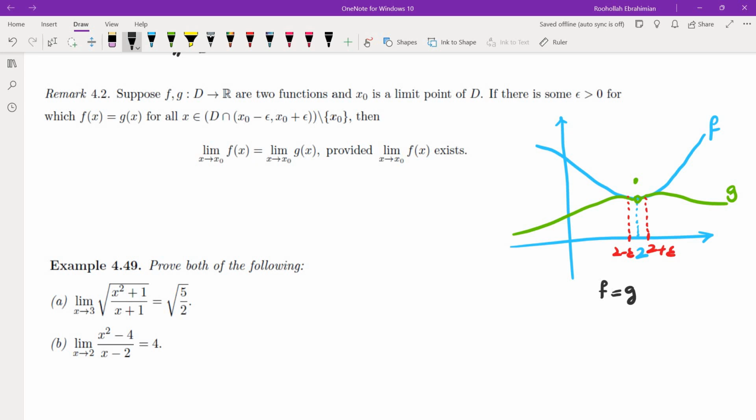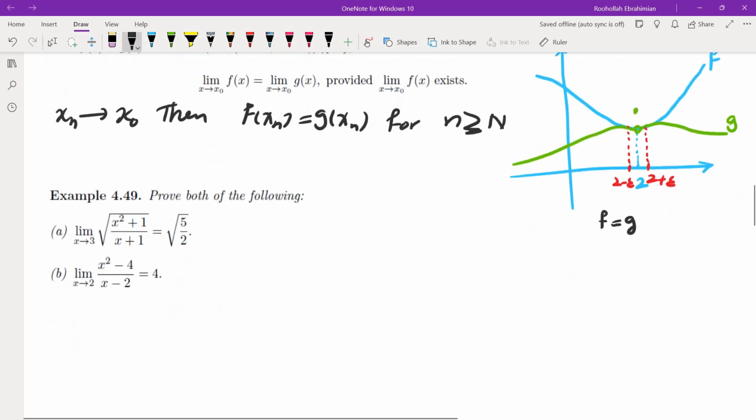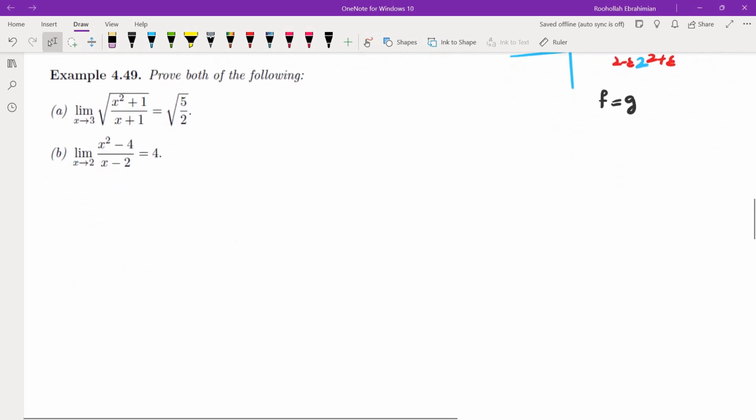Okay, and the proof is very simple, because if you take a sequence xn approaching x naught, then f of xn and g of xn are the same for large n, which is why their limits are the same. Okay, so this brings me to the next example.